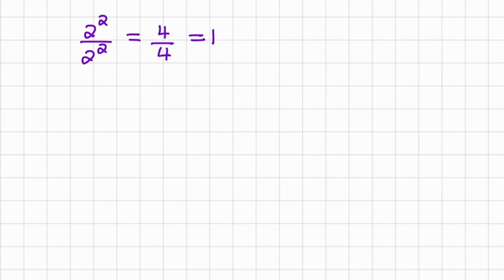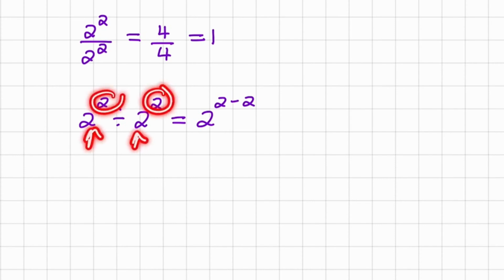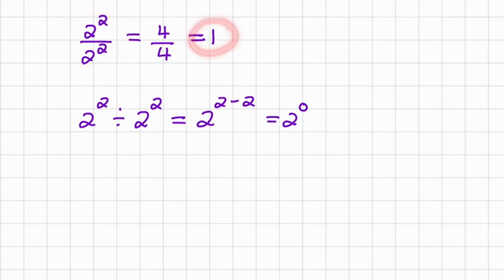And in the previous video, we learned about the law of exponents when it comes to division. So 2 to the power of 2 divided by 2 to the power of 2 is the same as saying 2 to the power of 2 minus 2, because the bases are the same, we can subtract the exponents from one another. So this is 2 to the power of 0. But we have just seen that 2 to the power of 2 divided by itself is equal to 1. So therefore, 2 to the power of 0 is also equal to 1.